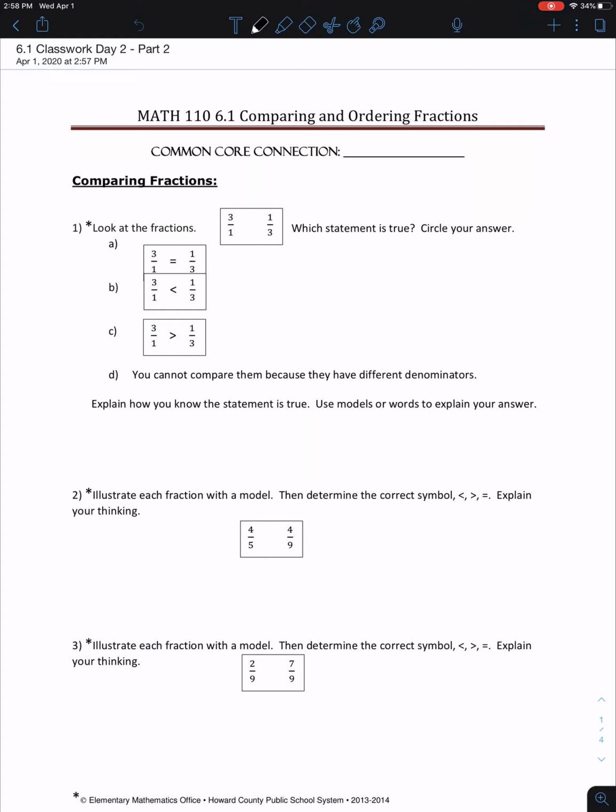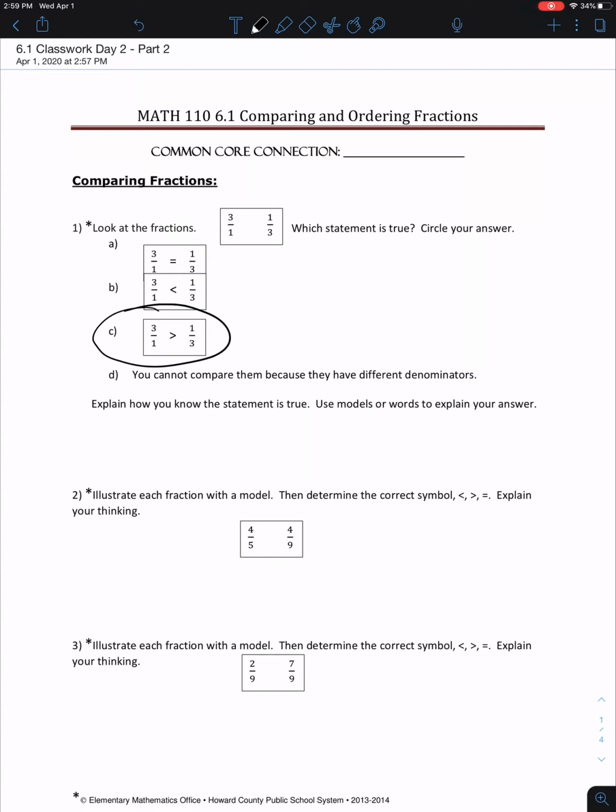So let's dive right in and look at the first one. In this case, it says look at the fraction 3 over 1 and the fraction 1 over 3. Which statement is true? Circle your answer. So is 3 over 1 equal to 1 over 3? 3 over 1 less than 1 over 3? Or 3 over 1 greater than 1 over 3? So hopefully at this point you're shouting out at home that it's C, 3 over 1 is greater than 1 over 3.